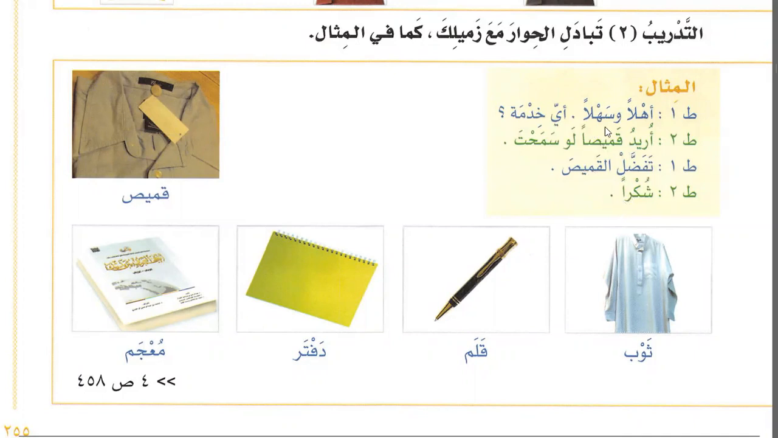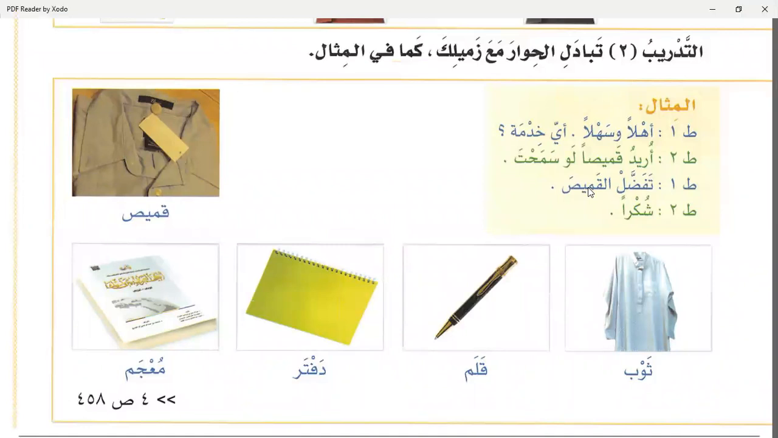Student two: Shukran, thanks. So ayyu is always mudaf, so the next word will be mudaf ilayhi. That's why we are using kasra. Qamisan is maf'ul bihi, object of the sentence. That's why it has fatha. Tafaddal is fi'l amr, so it has sukun. When we have sukun with alif lam, we write sukun, but we read kasra. So qamis here is again maf'ul bihi, that's why it has fatha. Who wants to read? Raise your hand.